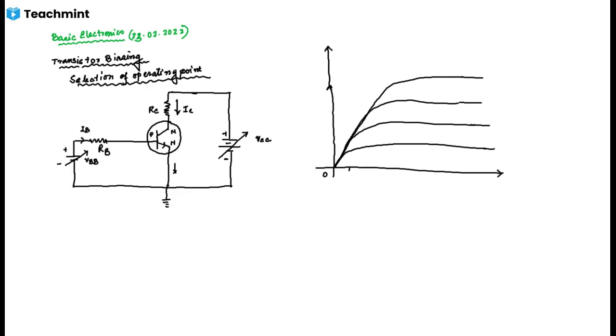This is 0, 1, 2, 3, 4, 5, 6, 7, 8, 9. This is VCE in volt. This is IC in milliampere.